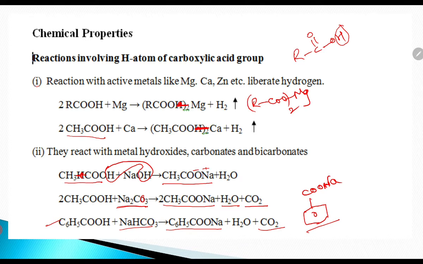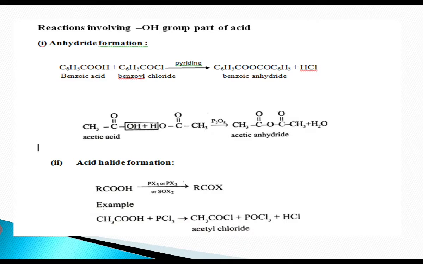In this way carboxylic acids, when they react with active metals or their hydroxides or carbonates or bicarbonates, the hydrogen atom of the carboxylic acid group is replaced by the corresponding metal. Next, reactions involving the OH group of the acid, that is RCOOH, reactions in which this OH group is involved.